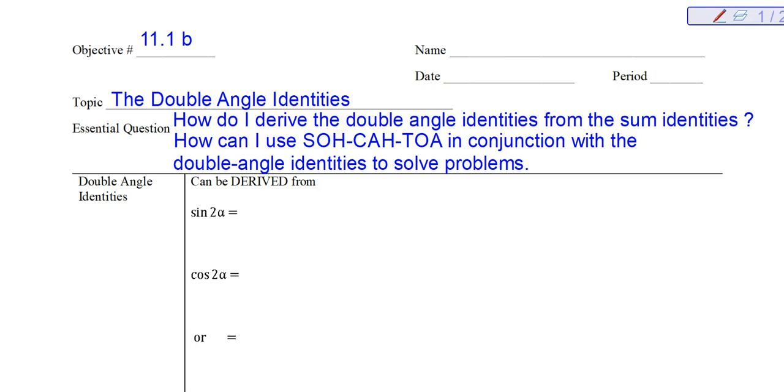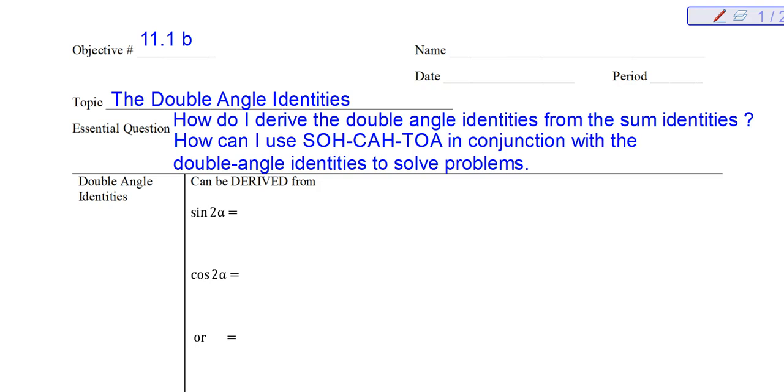And so our essential questions are how do I derive the double angle identities from the sum identities? Really important in calculus for you to be able to take one formula and transform it into another formula that's a little bit quicker to use, possibly. Deriving happens a lot, finding derivatives in calculus all the time. So it's skills that you need to build. So you're going to derive, and we're also going to be using our trig function, SOHCAHTOA, in conjunction with the double angle identities to solve some problems.